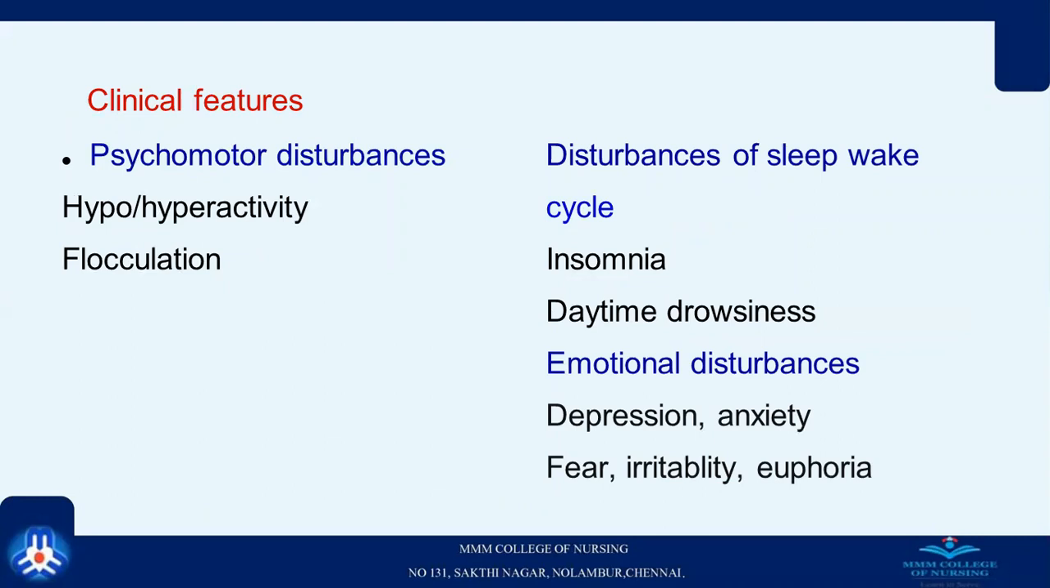Psychomotor disturbances, which may be either hypoactivity or hyperactivity, and floccillation, that is, aimless grasping or picking at the bedclothes. Disturbances of the sleep-wake cycle: insomnia or, in severe cases, total sleep loss may be seen, reversal of the sleep-wake cycle, daytime drowsiness, nocturnal worsening of symptoms, disturbing dreams or nightmares which may continue as hallucinations after awakening. Emotional disturbances such as depression, anxiety, fear, irritability, euphoria, and apathy are also seen in patients with delirium.